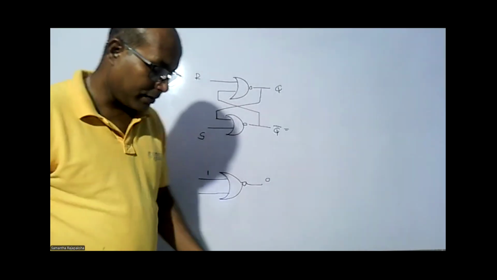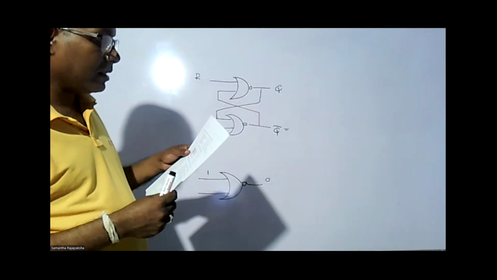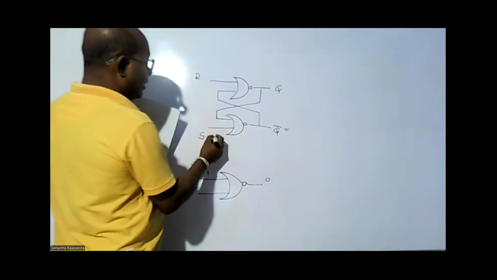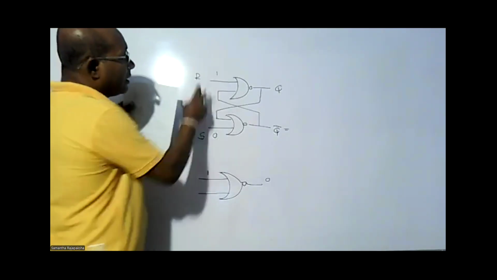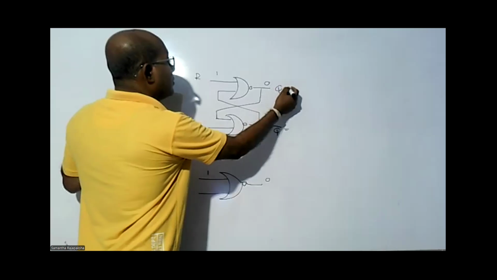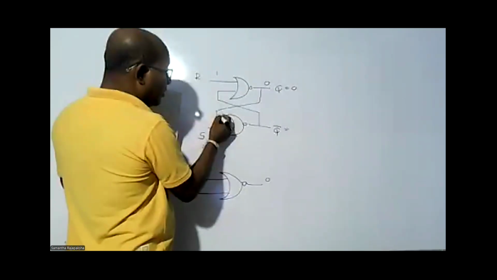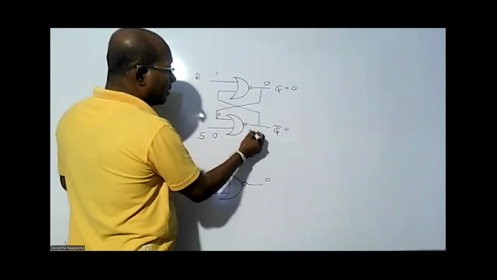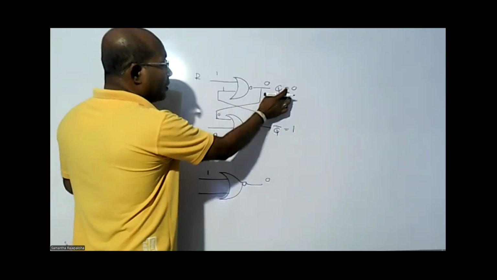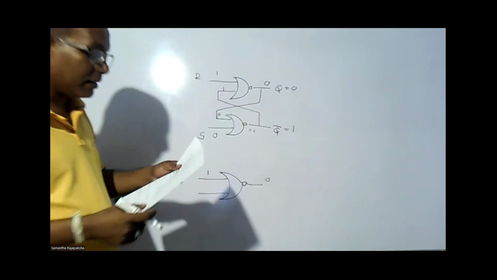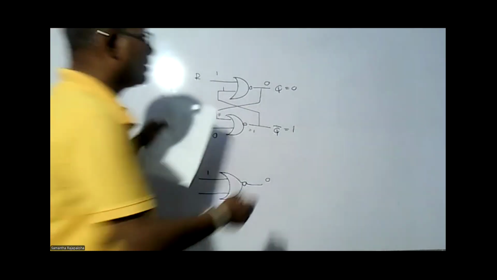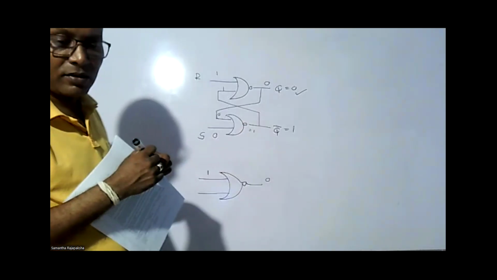Second answer, if S is 0, R is 1, Q is 0. Now you can see if S is 0, R is 1. We know that if R is 1, I don't need to think what this one is, the answer will be 0. You can see this one 0, 0 plus 0 is 0, this one is 1. If this is 1, 1 plus 1 is 1, not 1 is 0. Therefore, Q is 0, Q bar is 1. So it says that S is 0, R is 1, Q is 0. Yes, Q is 0 is correct. Second one also correct.